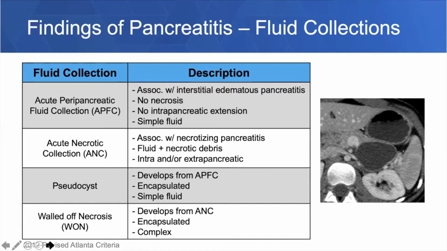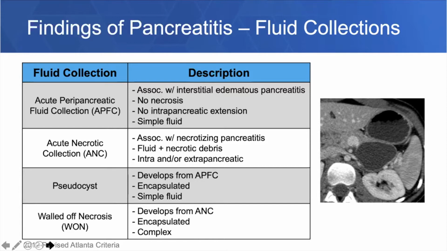And so the main fluid collection types, you are separated first by acuity, and then based on the content of those collections. So in the acute context, you have acute peripancreatic fluid collections, or APFCs, and acute necrotic collections. And that's simply based on the presence or absence of necrosis, okay? So APFCs, those acute peripancreatic fluid collections, have no necrotic debris in them, and they're associated with non-necrotizing pancreatitis. So this is edematous pancreatitis, right? So it's that weeping or accumulation of fluid. Whereas the ANCs, or the acute necrotic collections, are associated with necrotizing pancreatitis, and they contain fluid and necrotic debris. And they can be both intra or extrapancreatic.